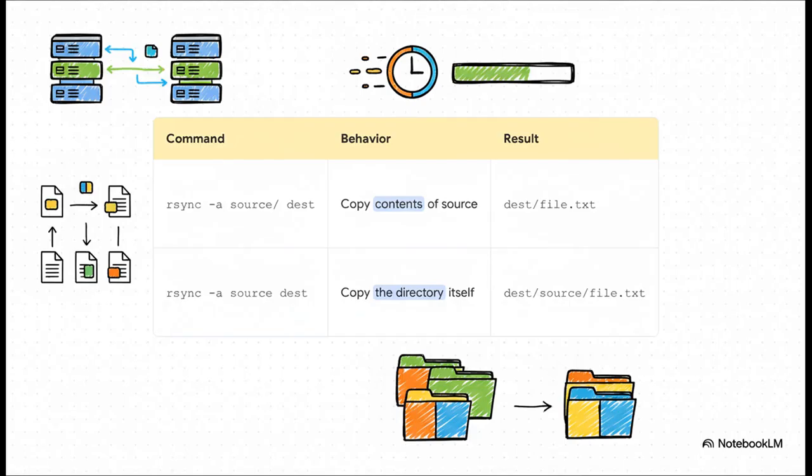This table nails it. A trailing slash, as in source slash, tells Rsync, hey, copy the contents of the source directory. But with no trailing slash, you're saying, copy the directory itself and put it inside the destination. Getting this wrong is how you end up with a messy dest/source/folder structure you never wanted. Trust me, we've all done it.